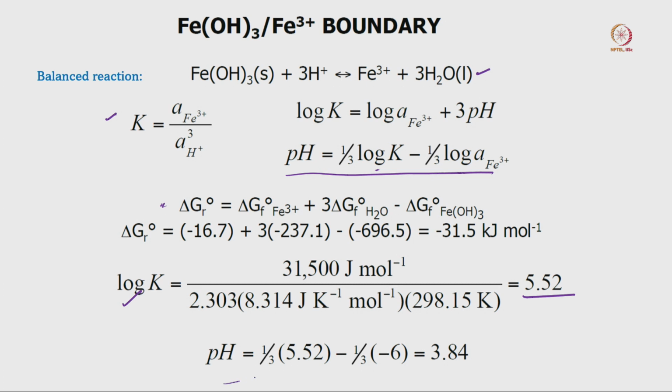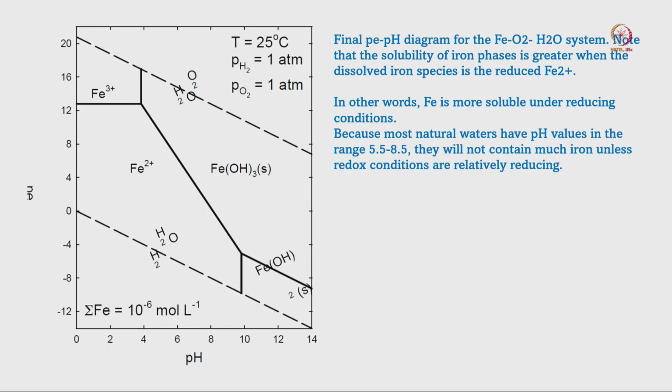We plug in that value and we also plug in the activity of Fe3 plus, that comes to 10 to the power minus 6. The activity of Fe3 plus is equal to 10 to the power minus 6 mole per liter, already given, and therefore the pH is equal to 3.84. So, there is no Pe term. Okay. So, this is my pH equal to 3.84 line.